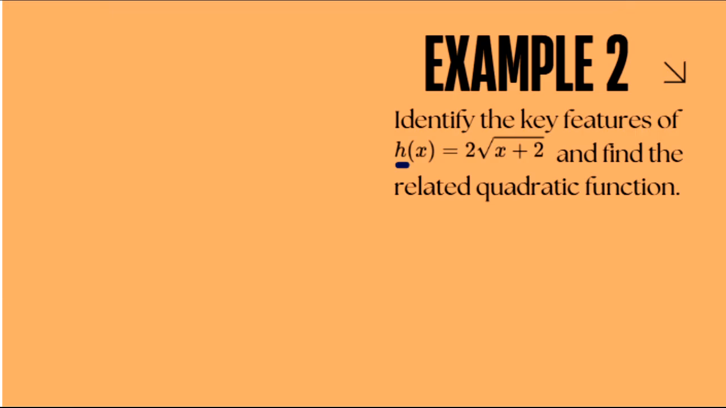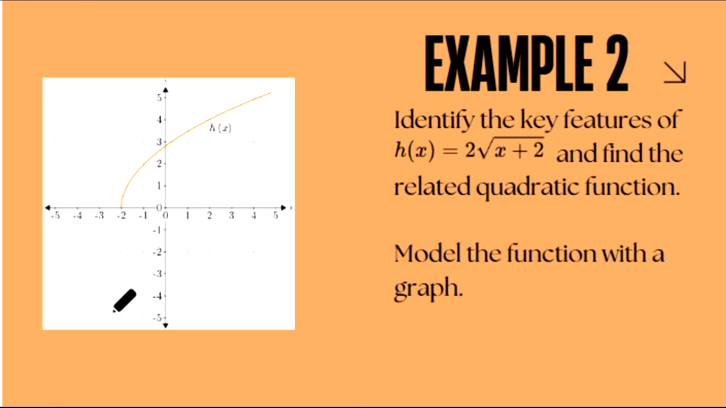So, identify the key features of h of x is equal to 2 times the square root of x plus 2 and find the related quadratic. So, the first thing that we need to do is identify, well, here's the graph.